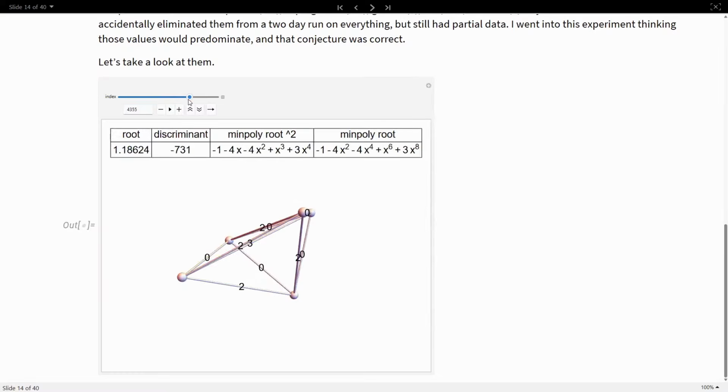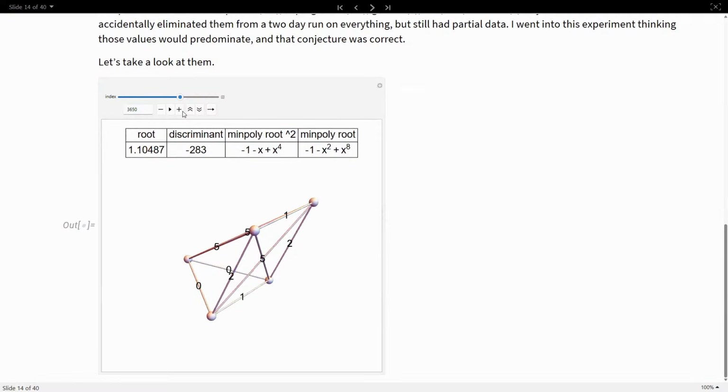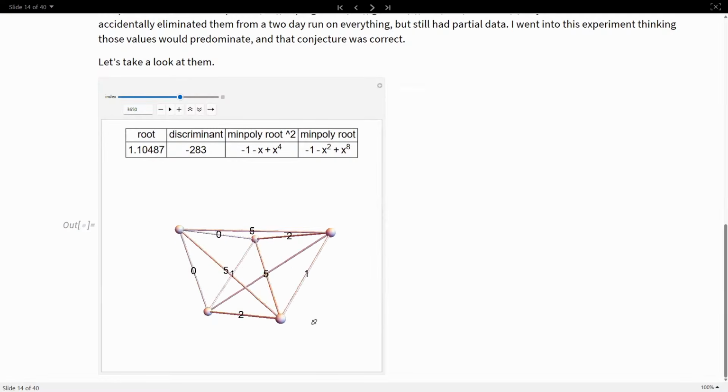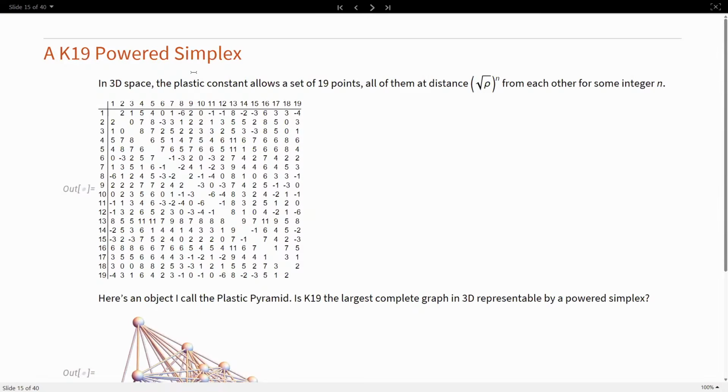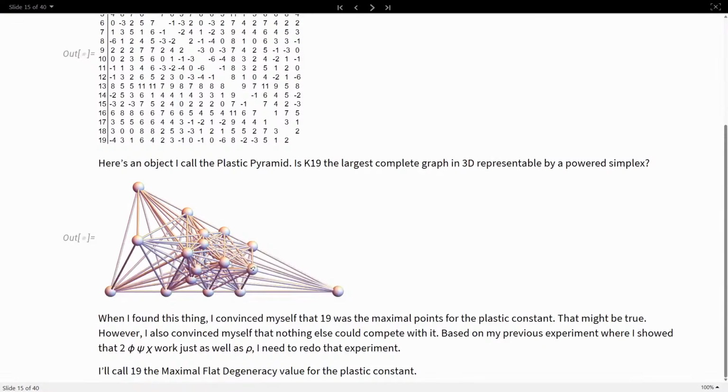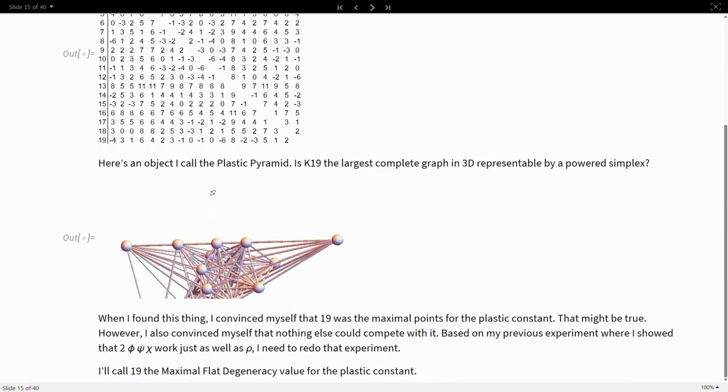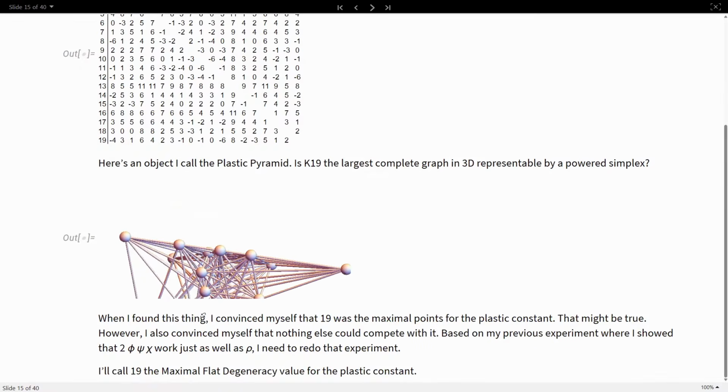I'm not sure. But I think the ones dealing with the major ones, the plastic constant and the super golden ratio, I think those might be important for something. And why do I think that? So here's what you can do with the plastic constant. In 3D space, we have a set of 19 points, which I call the plastic pyramid.